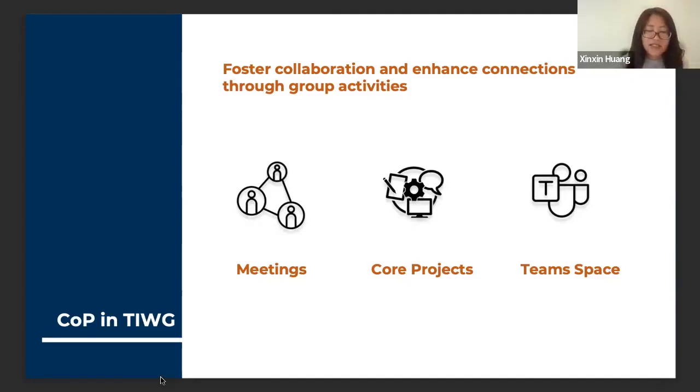Core project leads schedule separate working meetings, but provide updates and seek feedback during regular meetings. These will provide further insights into the core projects. Our primary communication outside of the twice-monthly Zoom meetings takes place in the TIWG team space. These channels provide a safe space for conversations, discussions, and collaboration among members, fostering cross-departmental connections.